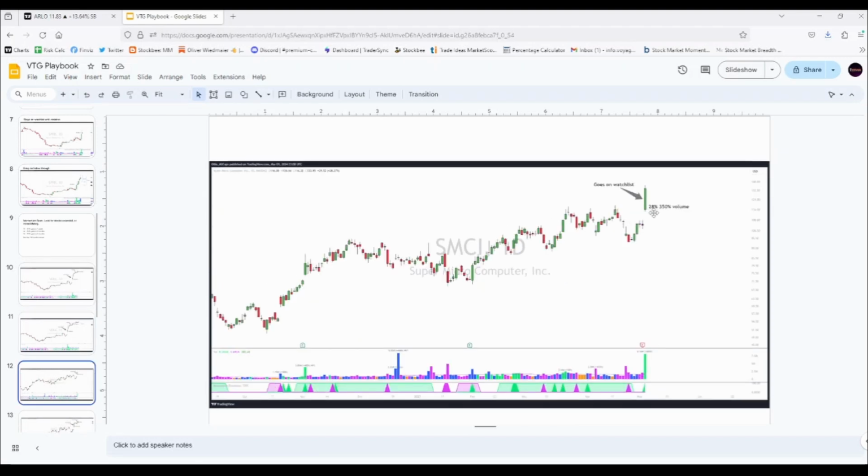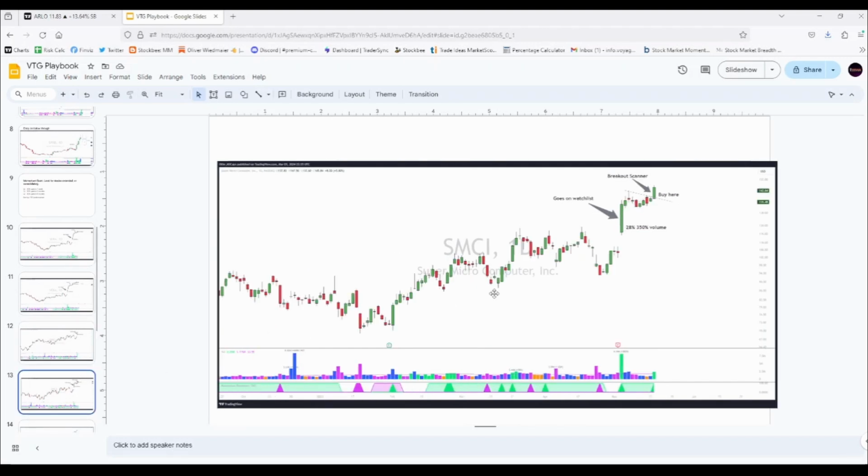Okay? You have this big 28% candle. It goes on the watch list. Let's say you don't enter here. This isn't a big candle here. Let's say you do buy here, but then you don't like this candle, so you close, but you keep it on the watch list. Okay? It trades sideways for a few days, and then it hits that breakout scanner. Then you know to buy. It's on the watch list here. Triggers on the breakout scanner there.